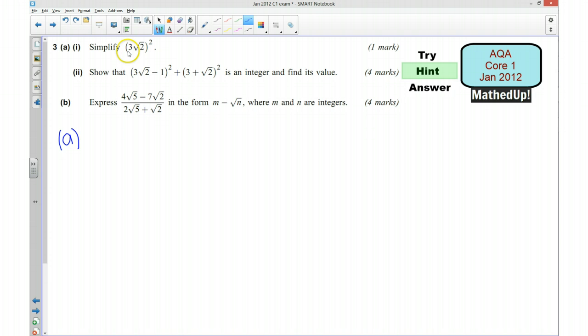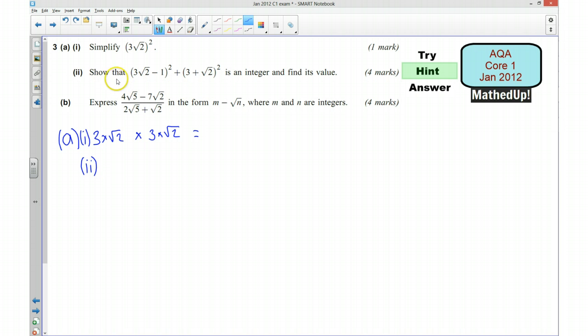So 3 root 2 squared means 3 root 2 times 3 root 2, and 3 root 2 is just 3 times root 2, and then I want to times that by 3 times root 2. So you want to think about now what that is going to simplify to. Okay, so that was part 1.